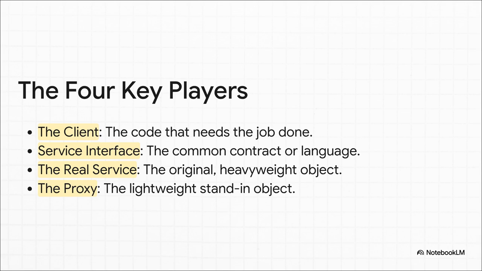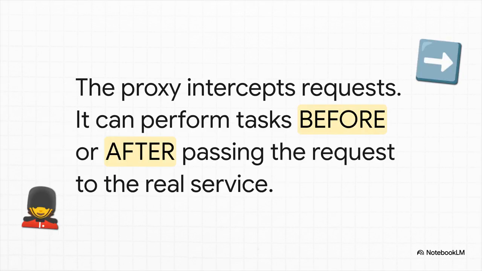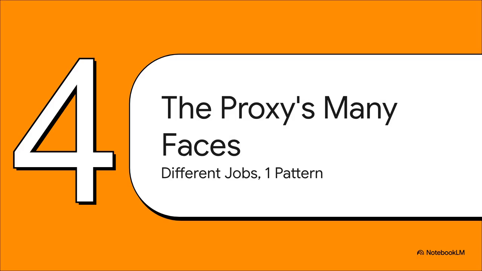So you've got these four players all working together perfectly. The client makes a request using that shared service interface, and it has no idea, and frankly, it doesn't care if it's talking to the lightweight proxy or the heavyweight real service. All it knows is, I'm asking for this, and the job is going to get done. You see, the proxy really acts like a gatekeeper. When a request comes in, it doesn't just blindly pass it along. No, it has the power to do other stuff first. It might be in charge of that lazy initialization we talked about, only loading the real service on the very first call. Or it might check a user's permissions, or even just log the request for analytics before finally sending it on.